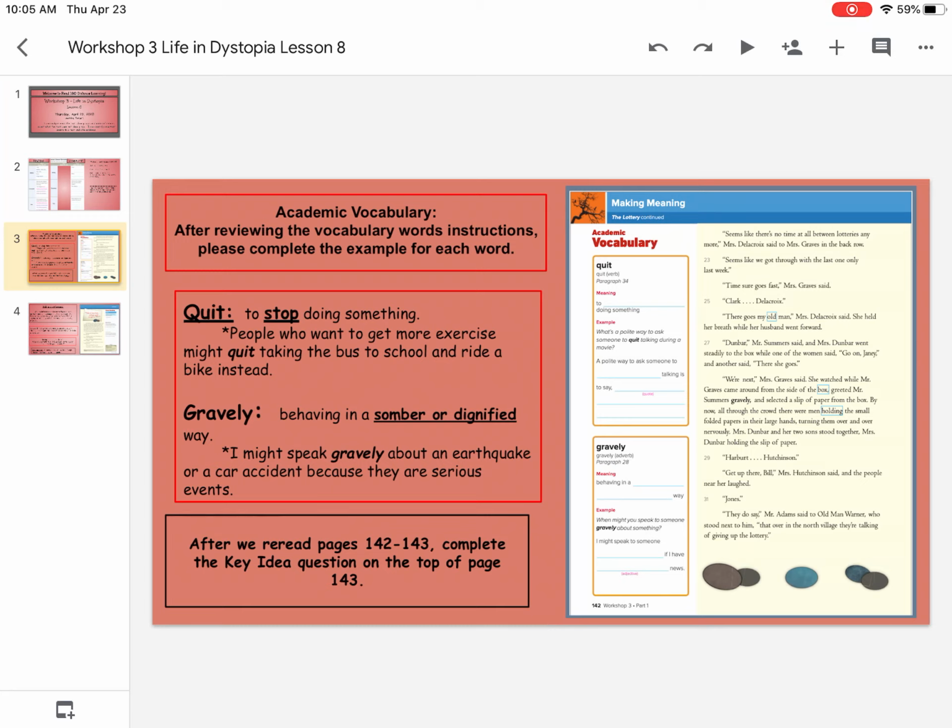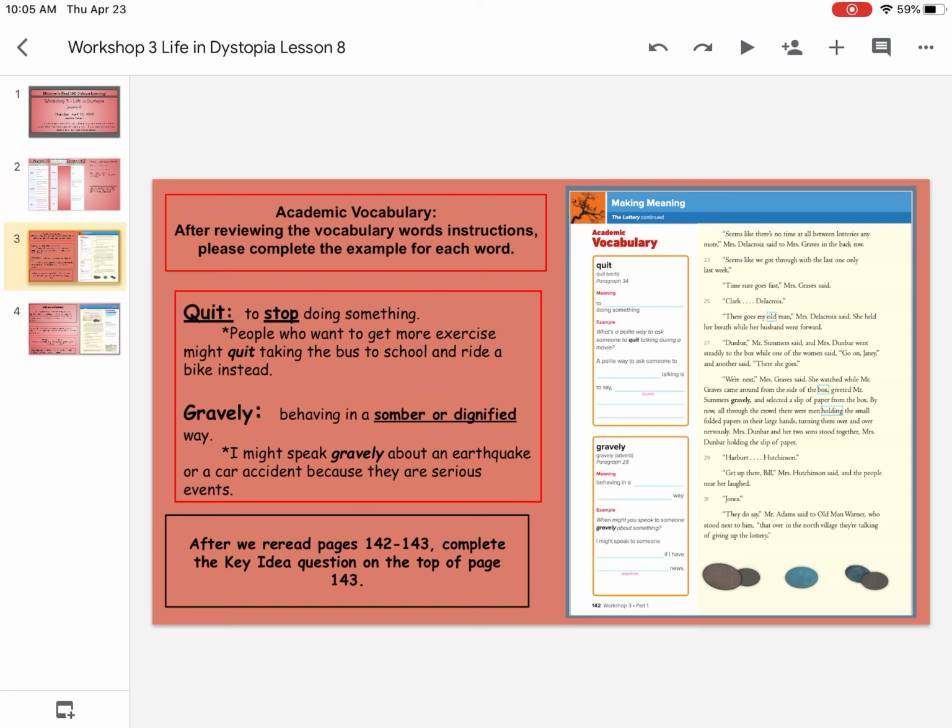Seems like there's no time at all between lotteries anymore, Mrs. Delacroix said to Mrs. Graves in the back row. Seems like we got through with the last one only last week. Time sure goes fast, Mrs. Graves said. Clark, Delacroix. There goes my old man, Mrs. Delacroix said. She held her breath while her husband went forward. Dunbar, Mr. Summers said, and Mrs. Dunbar went steadily to the box while one of the women said, Go on, Janie, and another said, There she goes. We're next, Mrs. Graves said.